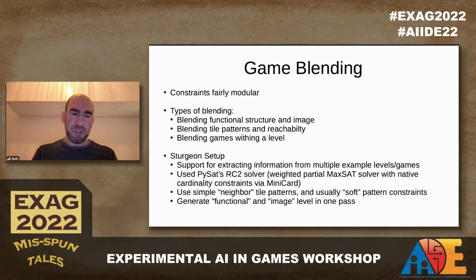And for most of these examples, we used fairly simple neighbor tile patterns, where essentially a tile will just individually constrain a few of its neighbors to be something that it saw in the example. Even though the system has support for much larger kinds of patterns, we found using simpler patterns gave it more flexibility. Also, usually in the examples we used soft pattern constraints, where it was okay if they were violated in some places, and it would still count as being solved, but it would try to minimize those.